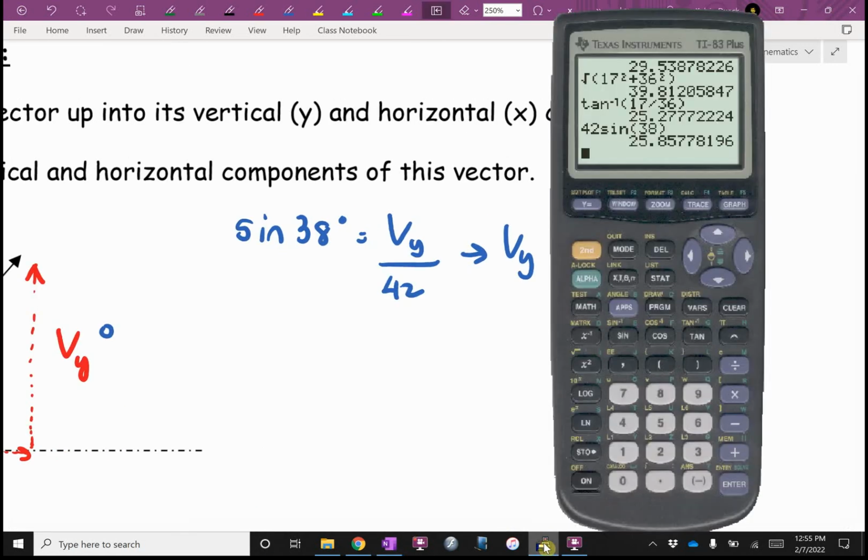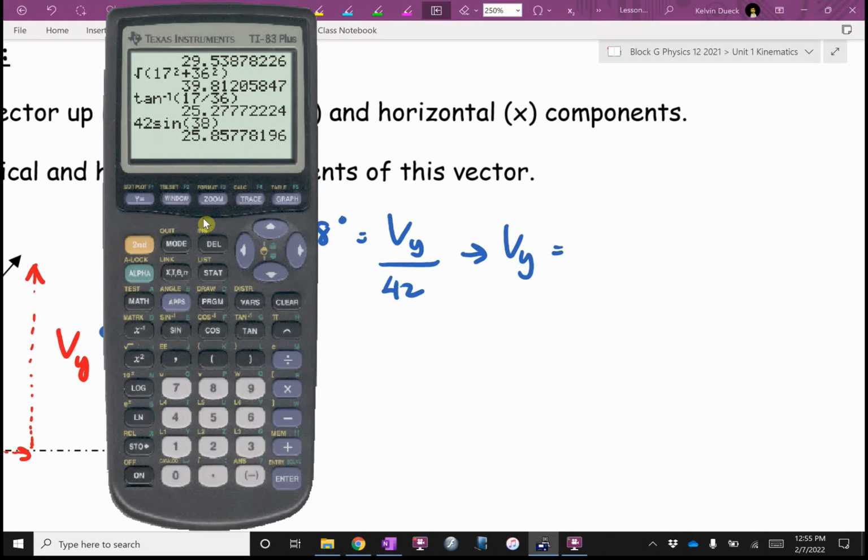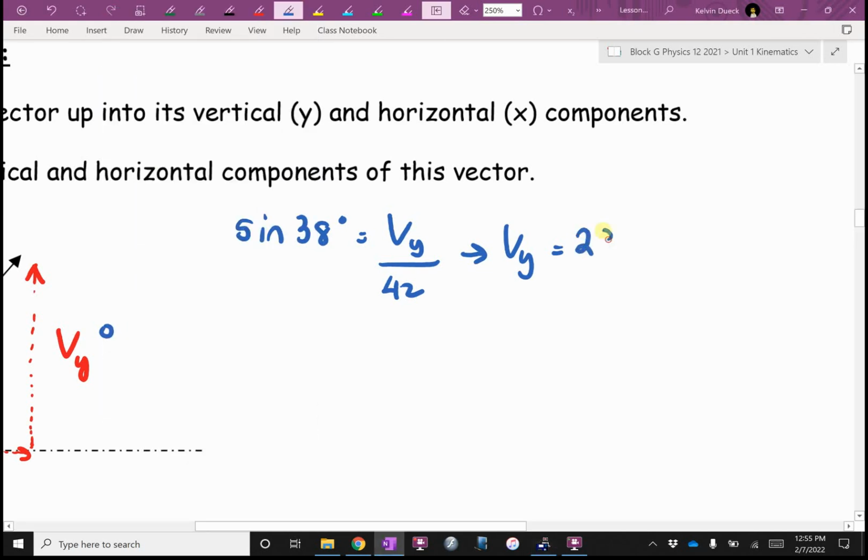Did I type that in right? Yeah, I'm good. I mean, 25.857781. Usually I carry extra sig figs because I'm often using these to find more answers, but here I'll go to 3 sig figs, 25.9 meters per second.